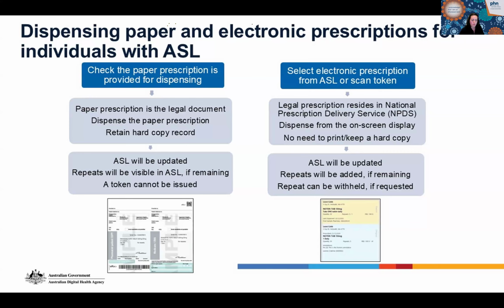With paper prescriptions, although computer-generated paper scripts with an ERX barcode may appear in the ASL, they cannot be dispensed without presenting the physical paper script. The paper script is the legal document and must be retained for records. ASL will reflect the script and any repeats only if the pharmacy scans it during dispensing. Handwritten paper scripts and those without an ERX barcode do not appear in the ASL.